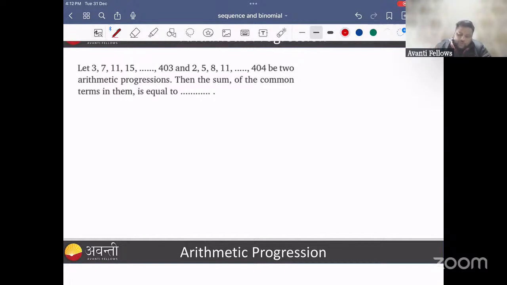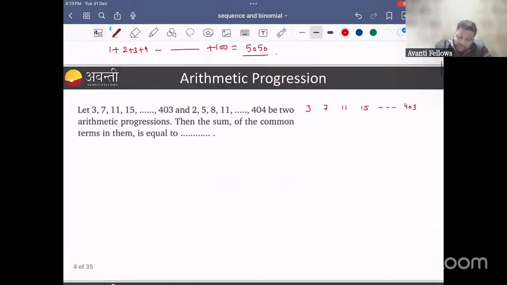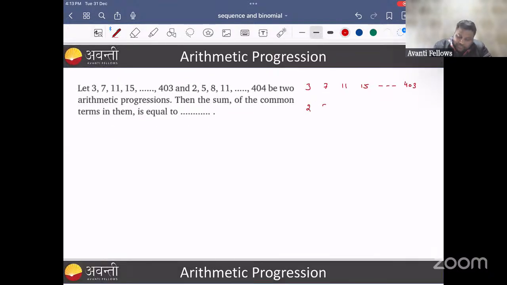See, there are two series. One is 3, 7, 11, 15 up to 403. Am I correct? Another is 2, 5, 8, 11, and so on up to 404. In the first, the common difference is 4. And in the second, the common difference is 3. Now 4 and 3 are co-prime to each other. That means the series of their common terms will have a common difference of the LCM of 3 and 4.